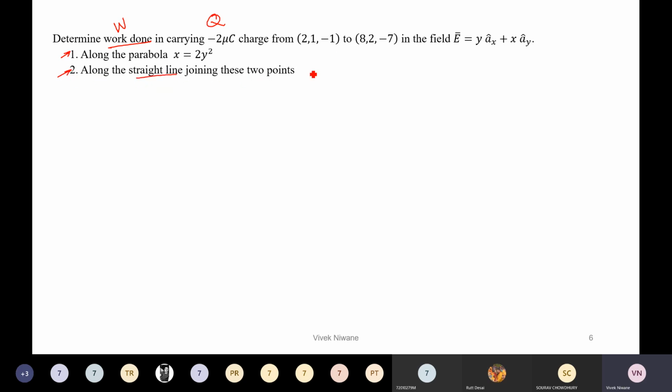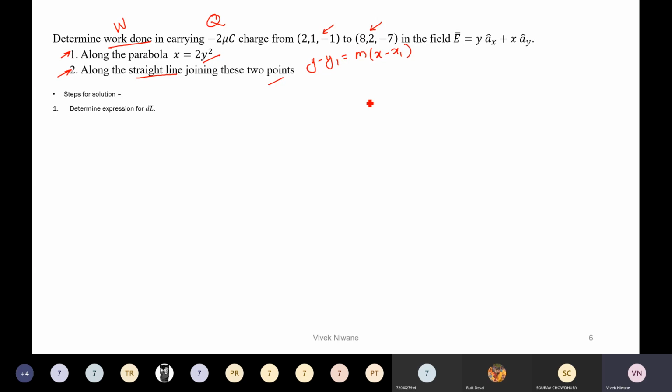Whenever we have a straight line, we must know that we are going to use the straight line equation, and that's why the numerical becomes long or lengthy. Otherwise, the numerical is straightforward. We have a formula W is equal to minus q integral E bar dot dl bar. We have to find dl bar for the two cases, do the dot product and have the integration. We can do the integration because we are given the from point and to point, those are the limits of x, y, and z. Let us go with the solution of the numerical.